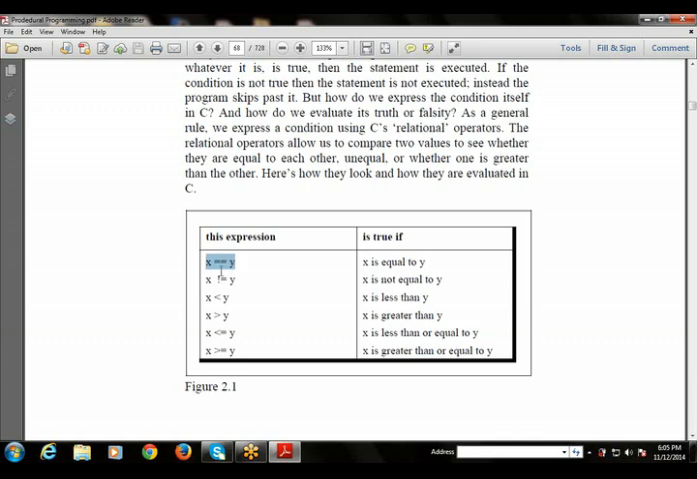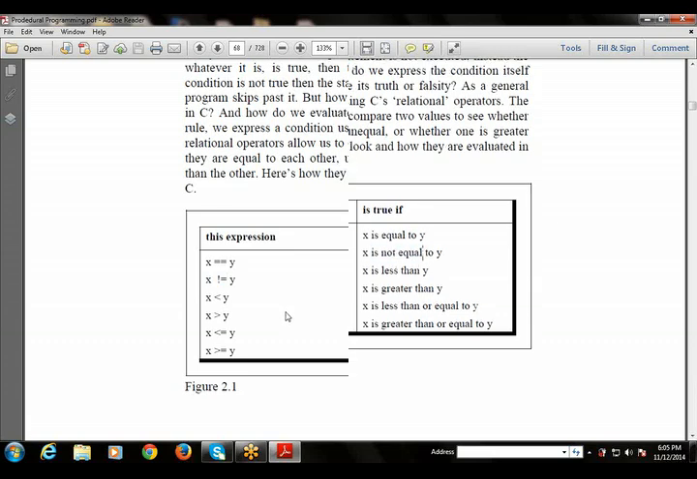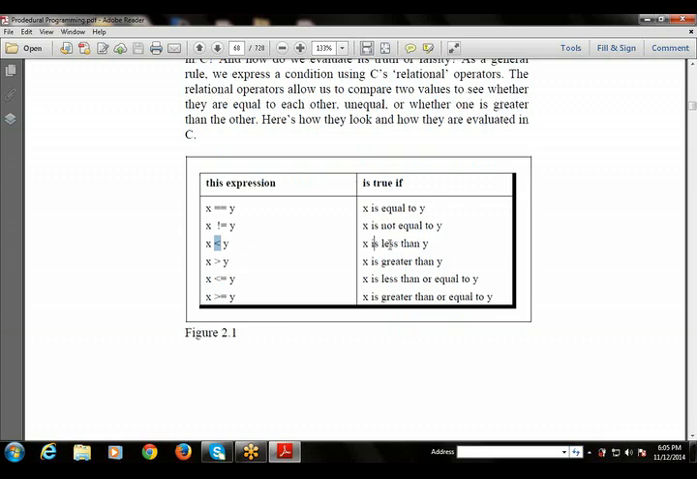That is, if I am using double equals to, that checks the equality. If x is equal to y, then not equals to, this is the sign of not equals to, that is x is not equal to y. Then x is less than y, x is greater than y, x is less than or equal to y, that is the less than or equals to operator. This is the expression that checks the condition whether x is less than or equal to y, or greater than or equal to y.